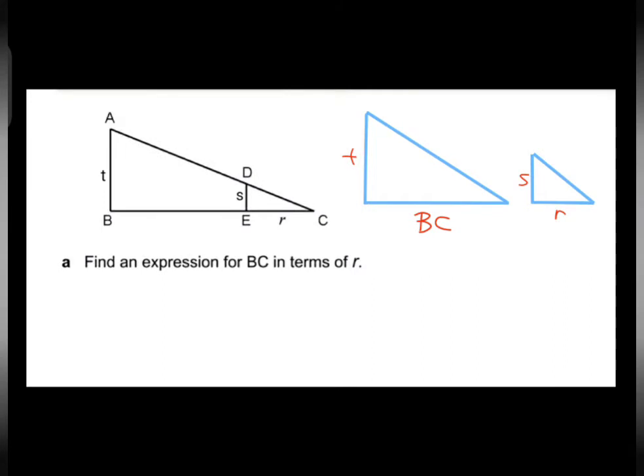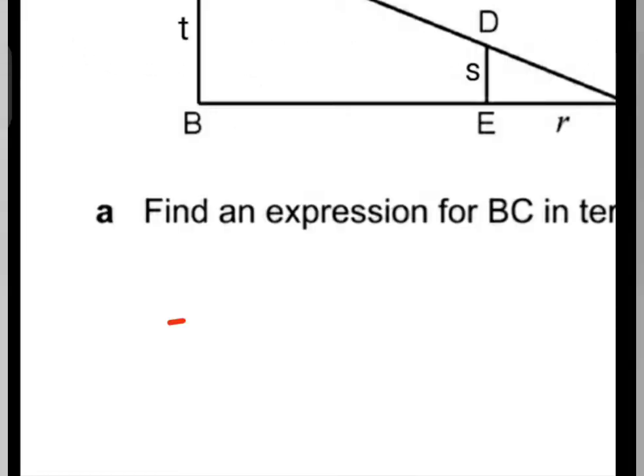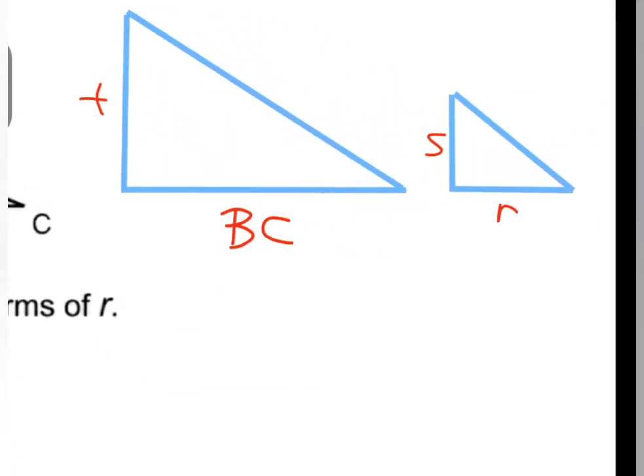Now, after separating the triangles, we can start answering the question. The question is very easy now, because we can see each triangle alone, so we can work on them. Now, the expression for BC in terms of R means try to find BC using these variables. If I want to find BC, I will write BC equals. So I will start the expression like this: BC equals.